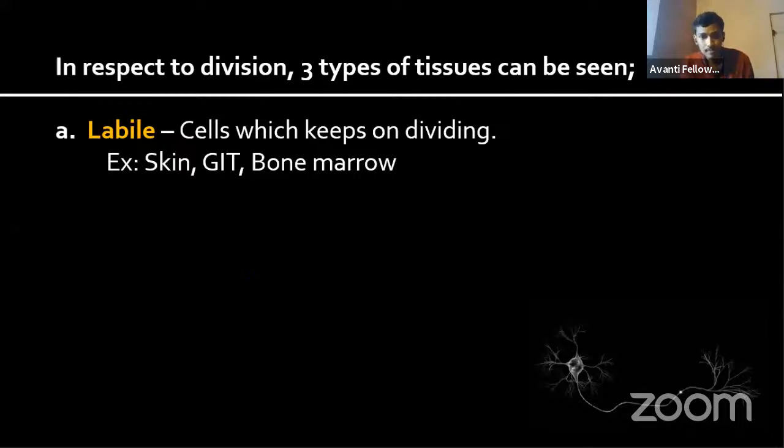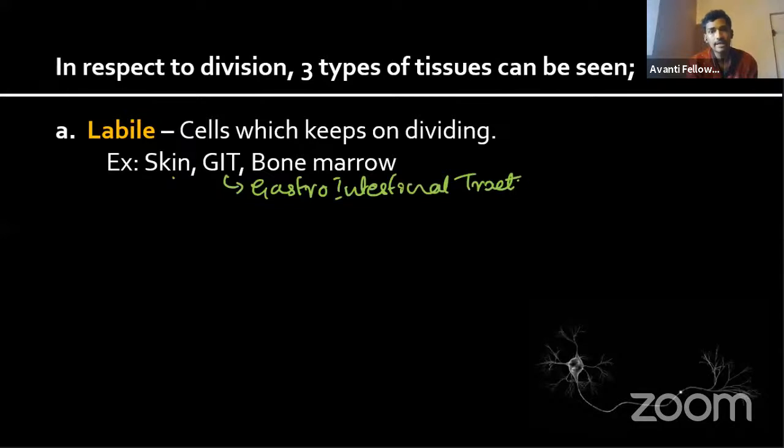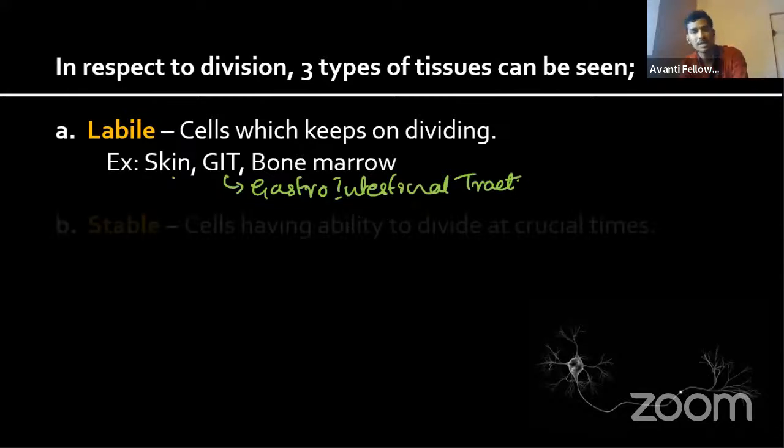Exactly, right? So cells which keep on dividing are called labile cells. Example: skin, GIT, which means gastrointestinal tract cells, and bone marrow cells. These are some of the examples.